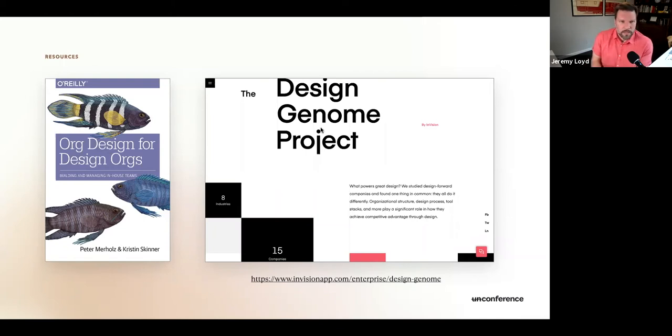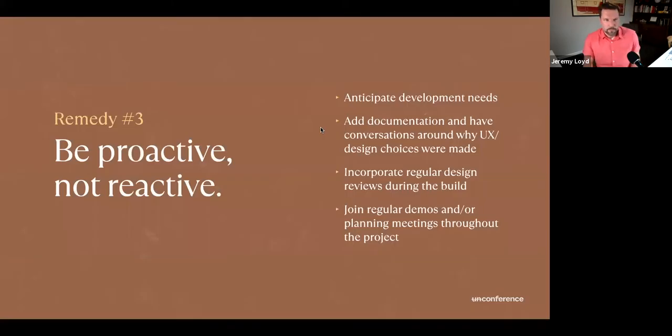And then the Design Genome Project. This is by InVision. It's been out for a few years, but it's an interesting study into I think 15 different companies, some bigger companies, on how they run their design teams, how they structure projects, and how that looks in their organization. So really cool insight in there too. So, all right, moving along here.